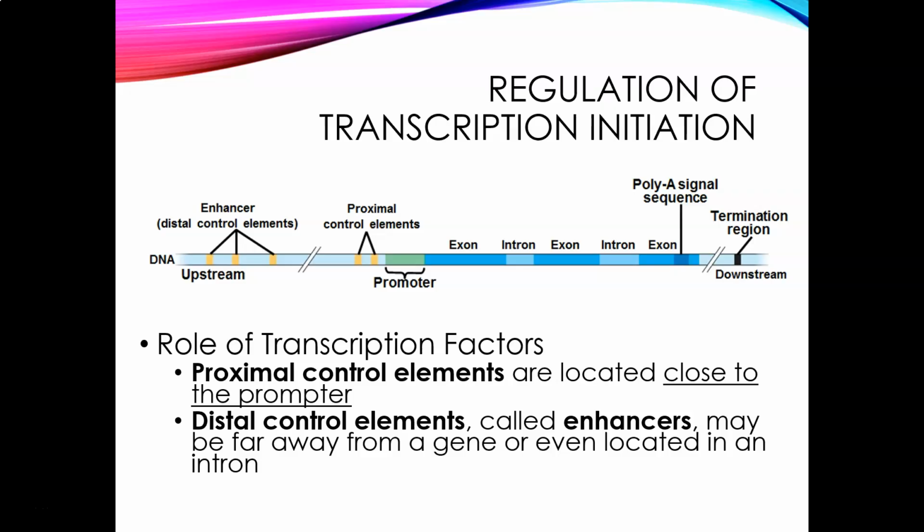They can not only be far away from the gene, they can also be located in intron sequences as well, which is kind of unusual. But remember, those introns are interrupting sequences. They're not actually containing information for the protein production. So this is another place that we can also find those distal control elements.